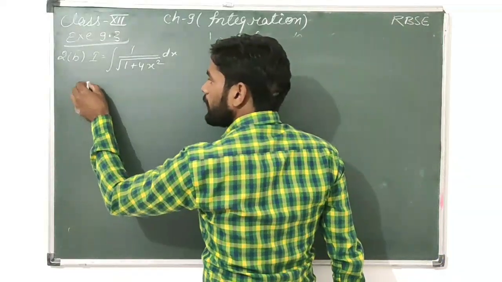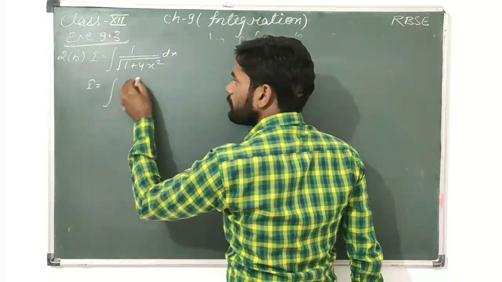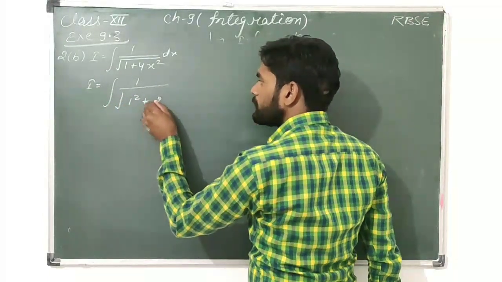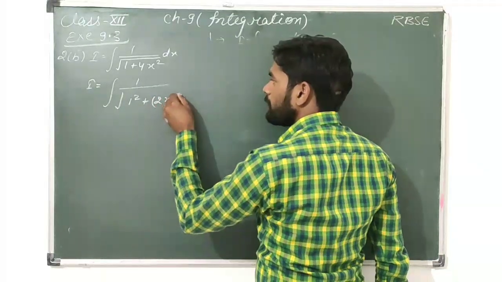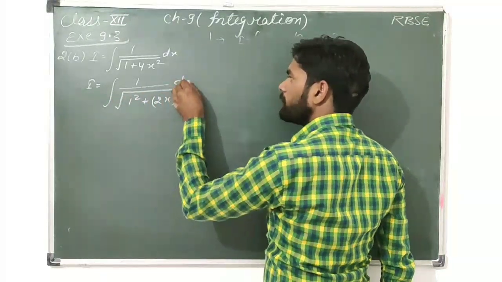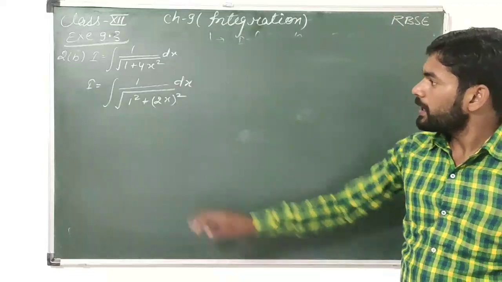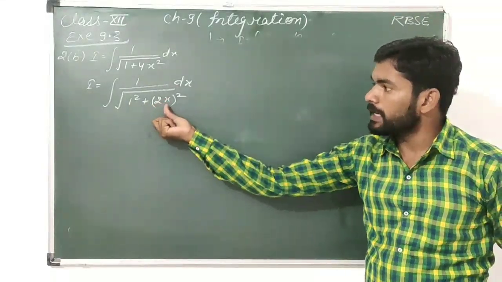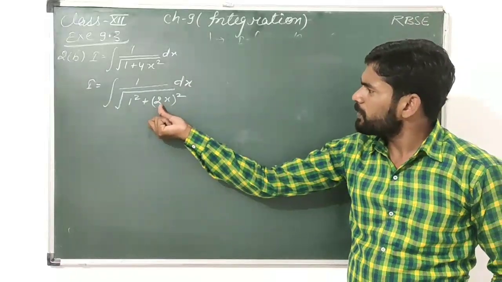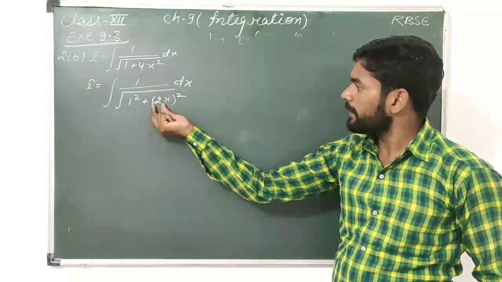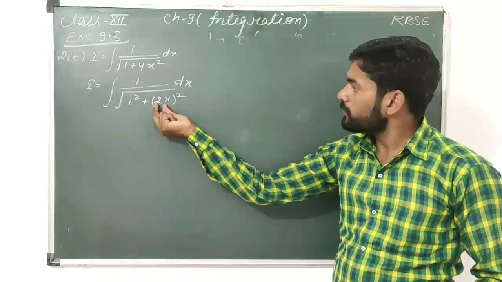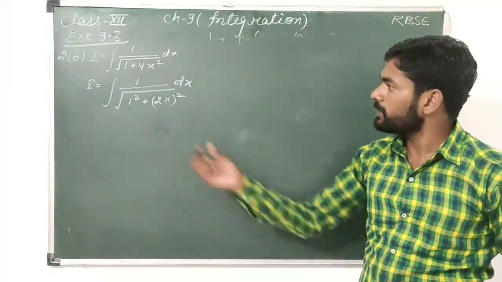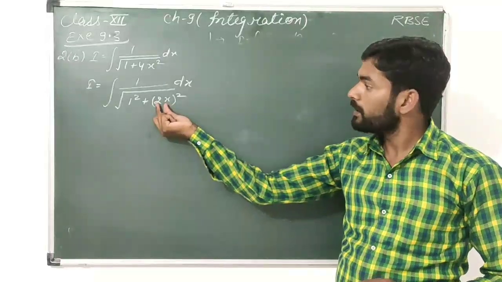देखो, इसको अपन ऐसे बोल सकते हैं, I is equals to under root 1 square plus 2x whole square into dx. This is the form a square plus x square. देखो, x ये linear function है, तो ऐसी problem नहीं है. यदि linear function आ जाए आपके पास x की place पे, तो उसको differentiate करके पूरे function को हम divide कर देंगे, तो ये answer आ जाएगा. तो यहां से तो worried होने की जरूरत नहीं है.